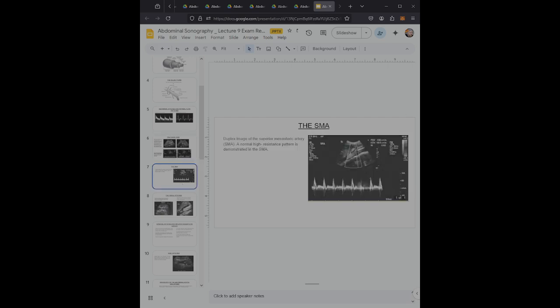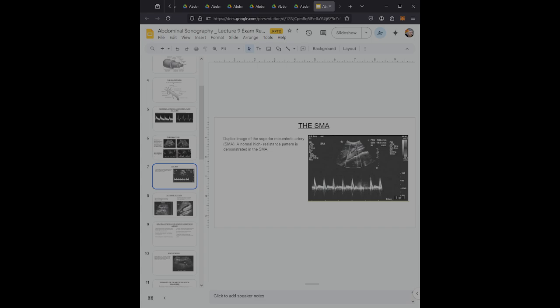The superior mesenteric artery is the second main branch of the abdominal aorta, and it typically originates along the anterior aspect, just distal to the origin of the celiac trunk, and it supplies blood to the small intestine, some of the colon, and the pancreas.